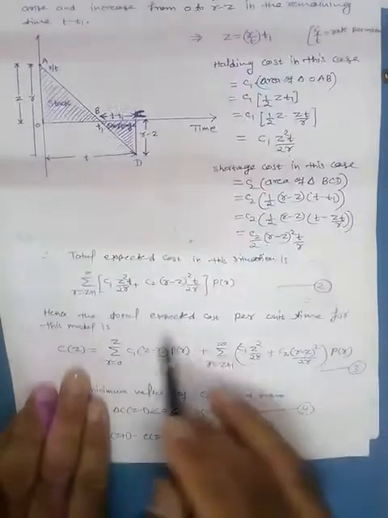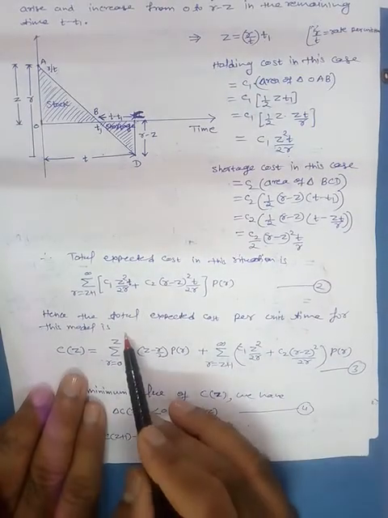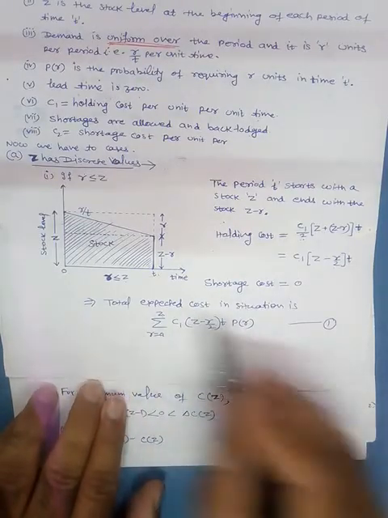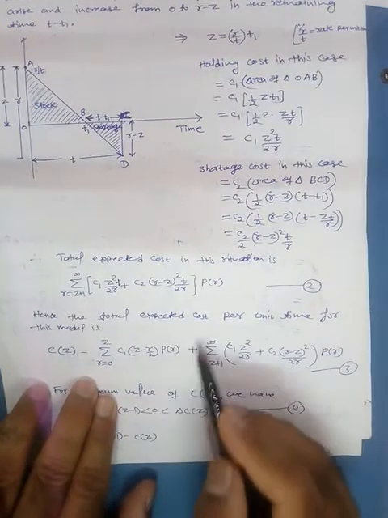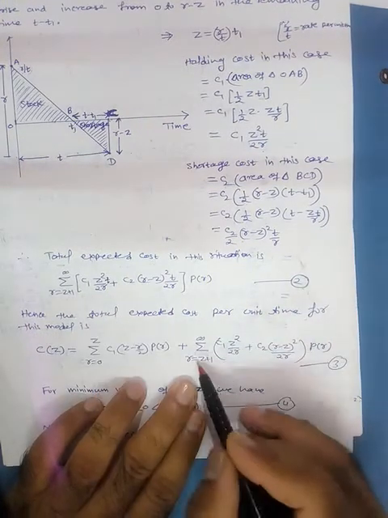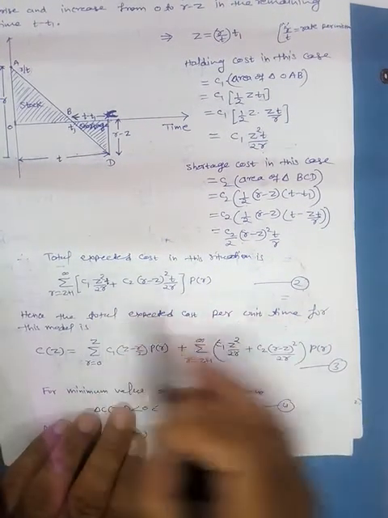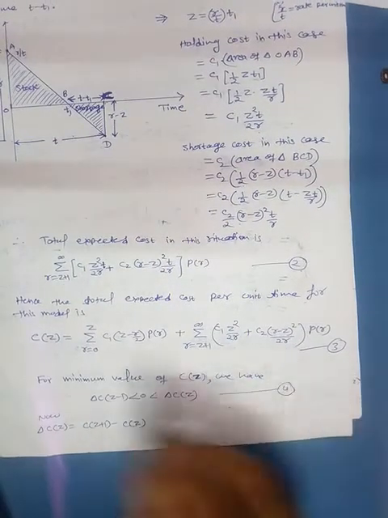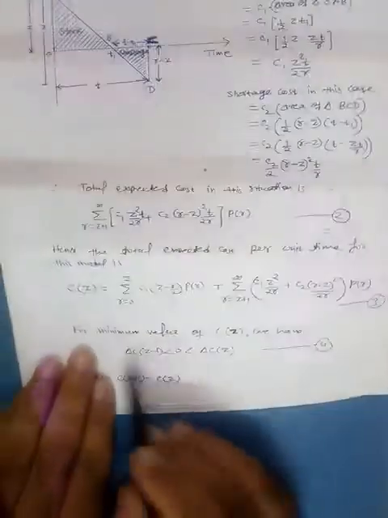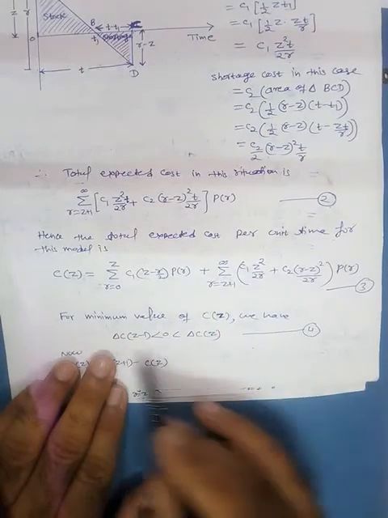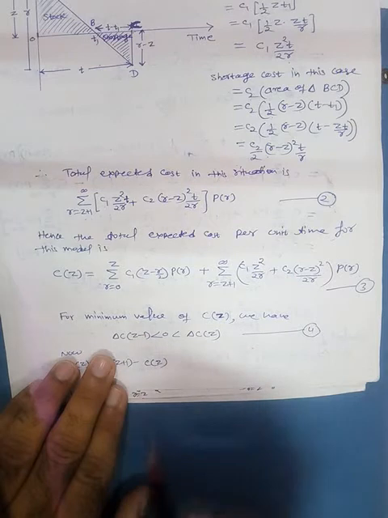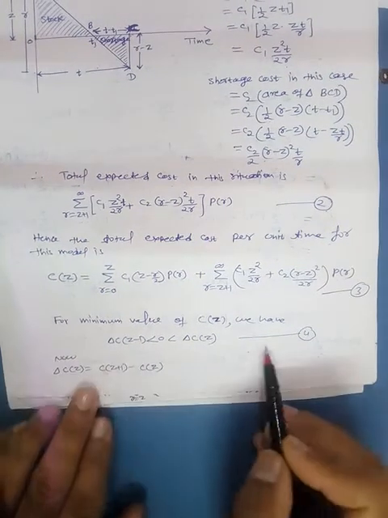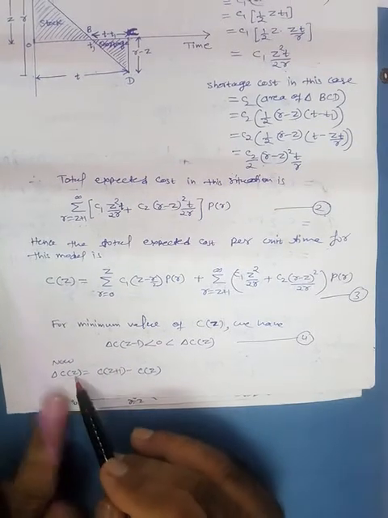So now the total expected cost per unit time for this model is, this from equation number 1, holding cost, plus from equation number 2, r from z plus 1 to infinite, this cost, holding plus shortage cost. So this is the total cost. Fine. Now for the minimum, we know that for minimum value of Cz, according to the minimum criteria, delta Cz minus 1 is less than 0 is less than delta Cz. Fine. So now first find out the value of delta Cz.